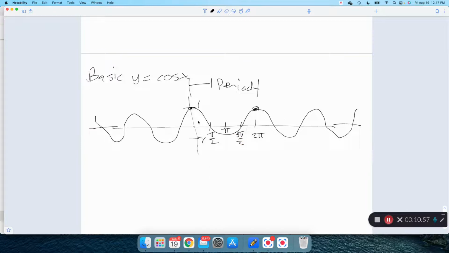Notice that in one period, we've got 4 important points. I've got this crest, this x-intercept, this trough right here, and then this next x-intercept. In each period, there are always going to be 4 important points. Crest, intercept, trough, intercept. Then I move on to the next one. So then I would have crest, intercept, trough, intercept. I call that distance between one important point and the next the x scale.